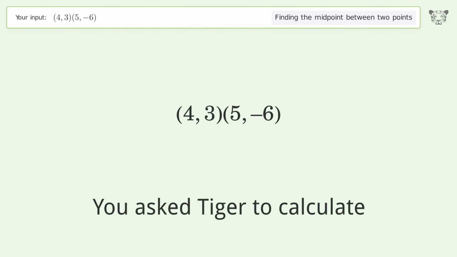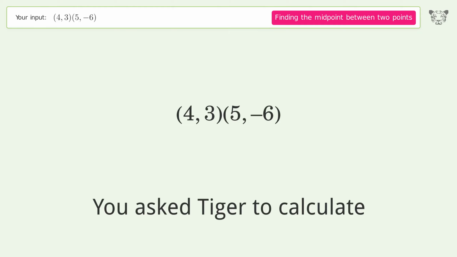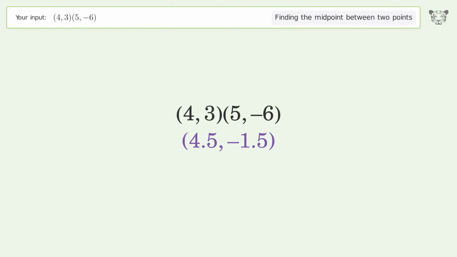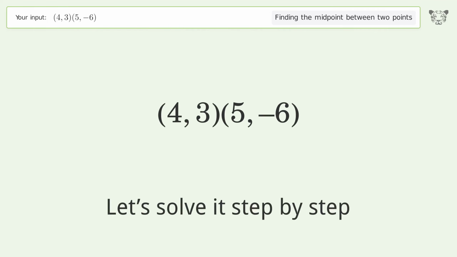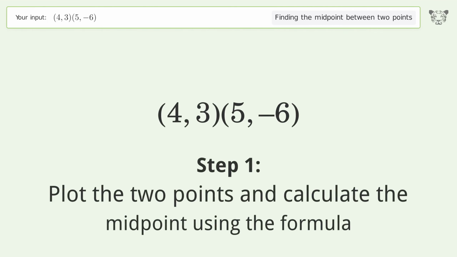You ask Tiger to calculate. This deals with finding the midpoint between 2 points. The midpoint between the 2 points is 4.5, negative 1.5. Let's solve it step by step. Plot the 2 points and calculate the midpoint using the formula.